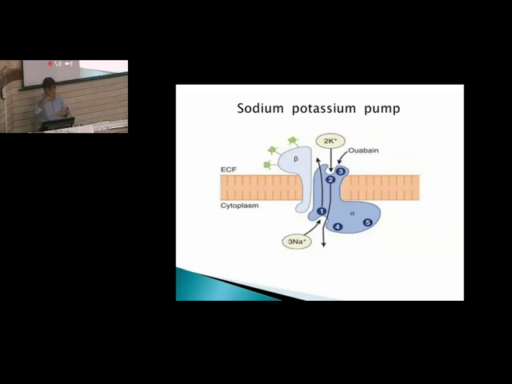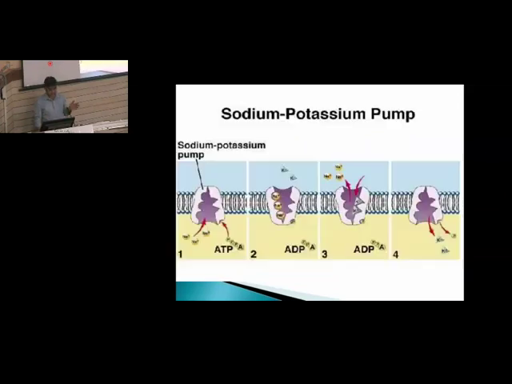So these 3 sodium ions are moved out of the cell, and 2 potassium ions are moved inside the cell. Basically both these ions move against the concentration gradient. Sodium out, potassium in. This is the basic functioning of the sodium potassium ATPase pump. This is the type of primary active transport where the ATP is used directly.